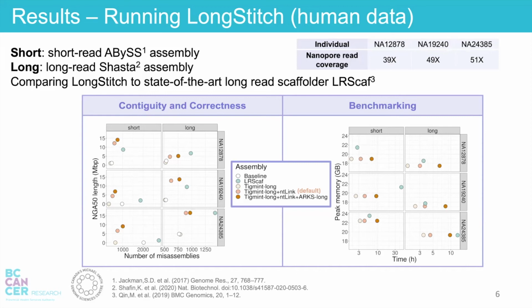From the white baseline dot, you can see a reduction in misassemblies following Tigmint-long, and then an improvement in the NGA50 length following the NT-Link scaffolding step. These two steps are the default mode of LongStitch. If you want to do additional scaffolding, you can get further gains using ARCS-long. You can see here that for 5 of the 6 runs, running LongStitch achieved a higher NGA50 length as compared to LRScaf. And in all cases, LongStitch led to fewer QUAST misassemblies than LRScaf, which we think is really important for downstream analyses. Looking at the benchmarking, the peak memory versus time, running the default LongStitch pipeline was faster than LRScaf in 5 of the 6 runs, and both of the tools used a pretty similar amount of memory.